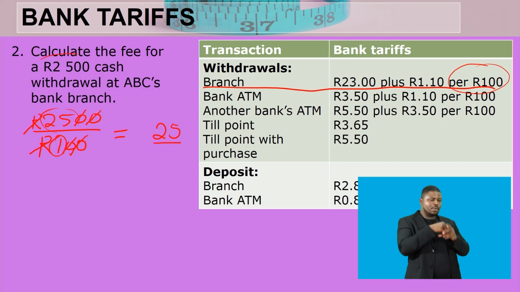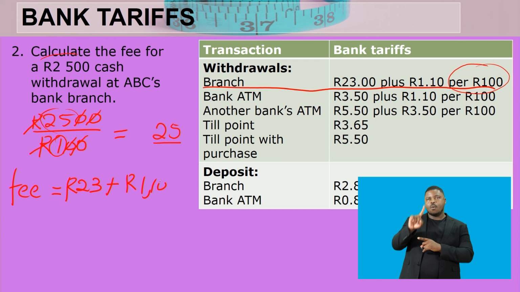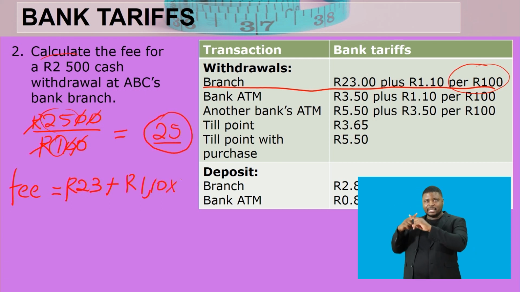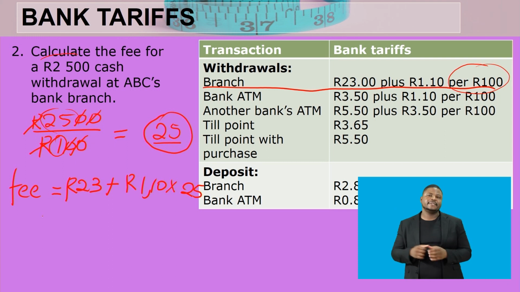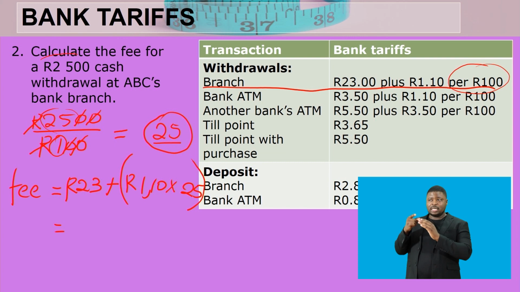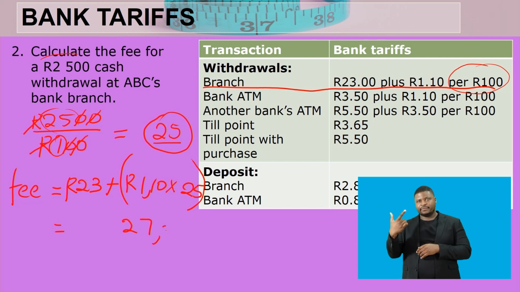Therefore, now we can use our formula. We are given that to calculate this fee, we say fee is equal to 23 Rand plus 1 Rand 10 cent multiplied by per 100. It means the number of 100 Rands, which is 25, multiplied by 25. This you can bracket because it's one operation. Then we can start with it. You punch your calculator: 1 Rand 10 cent multiplied by 25. It gives us 27 Rand 50 cents.